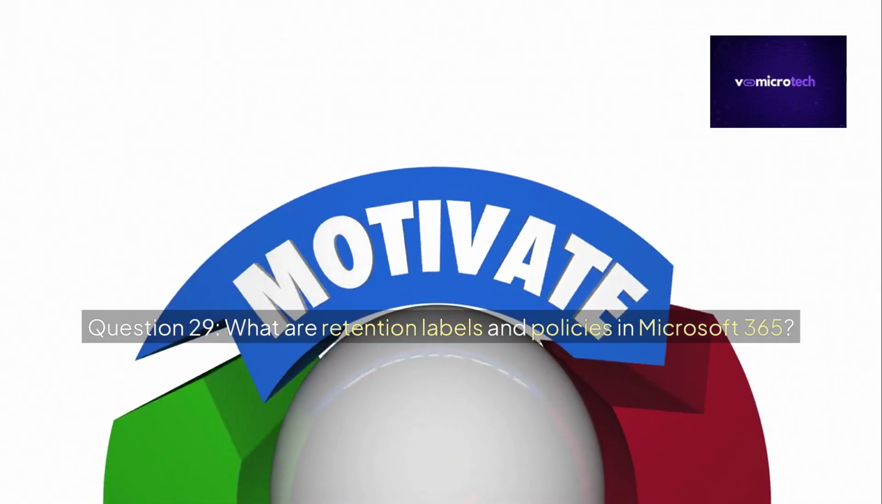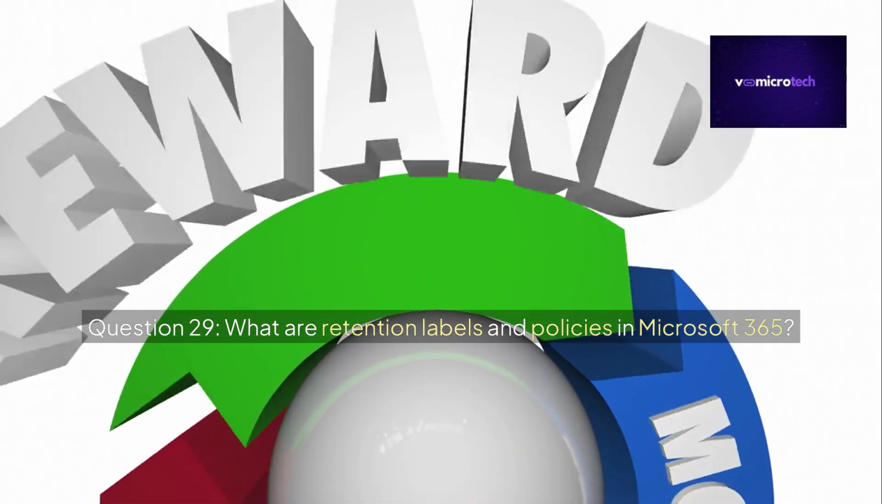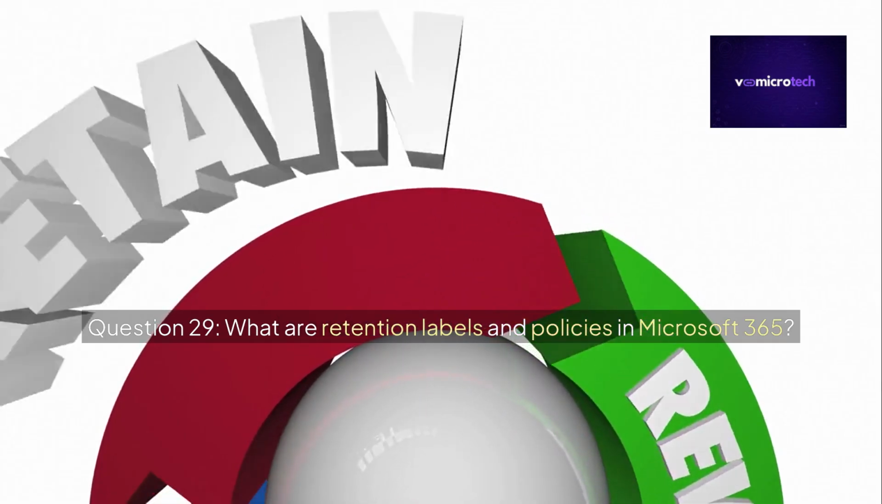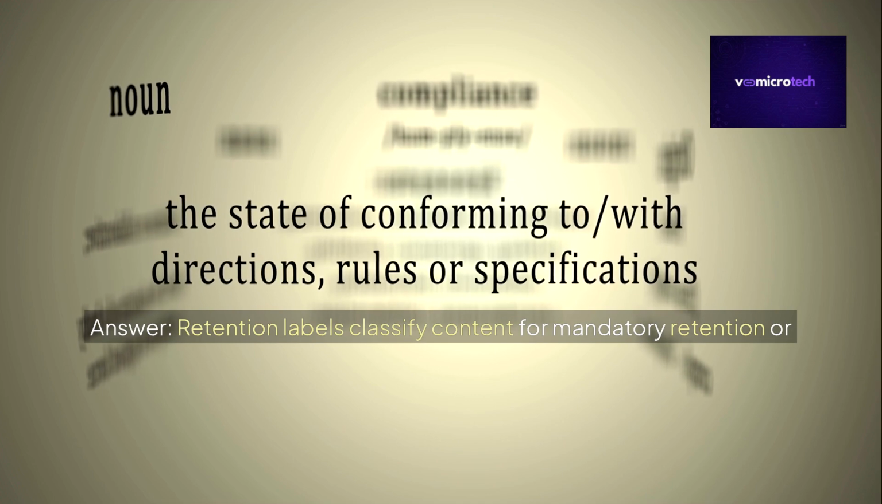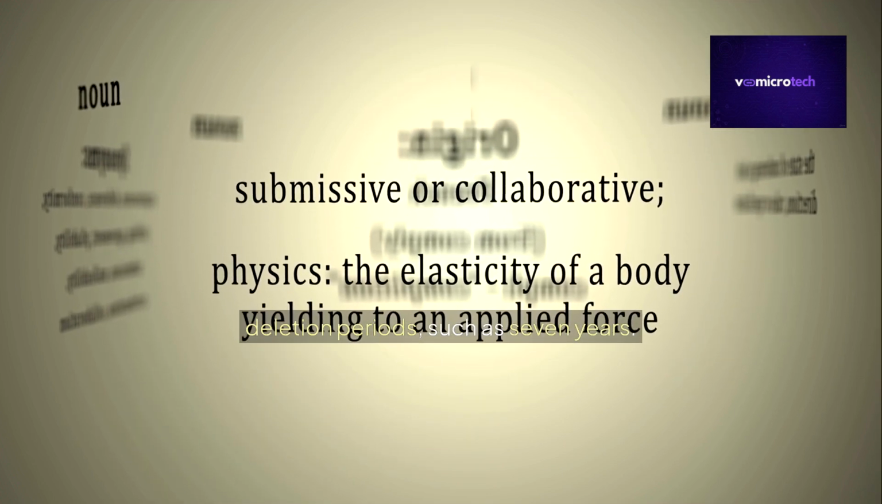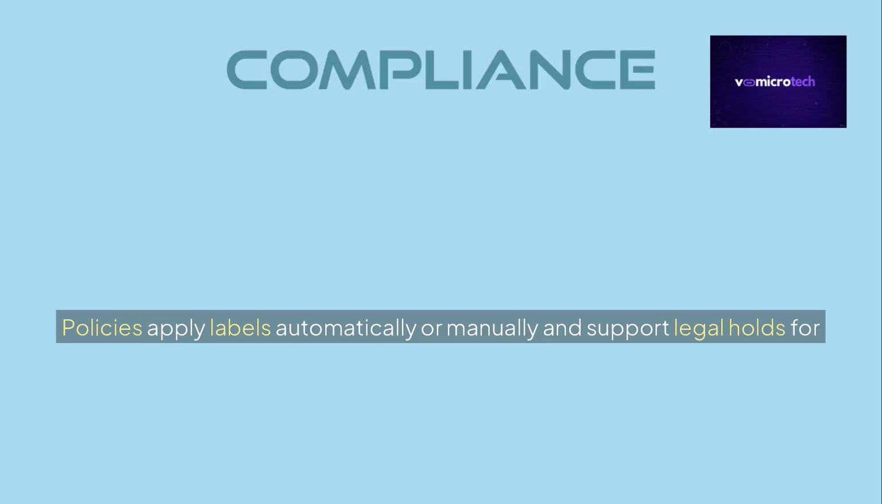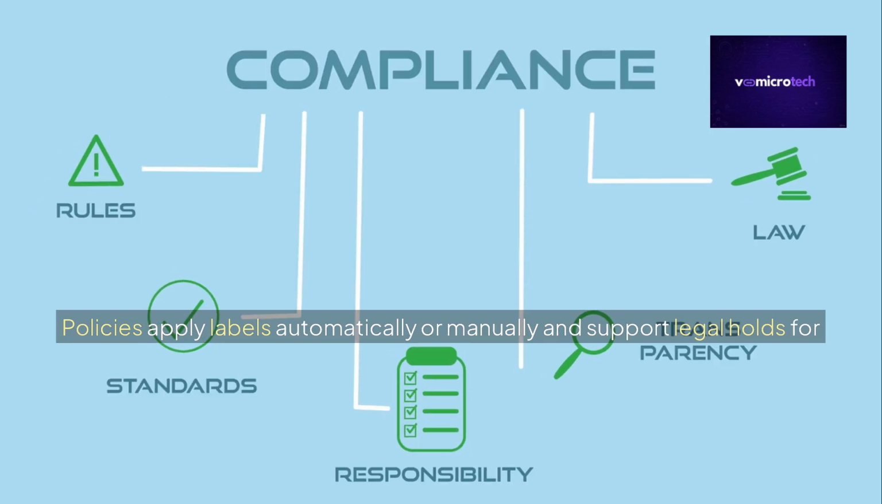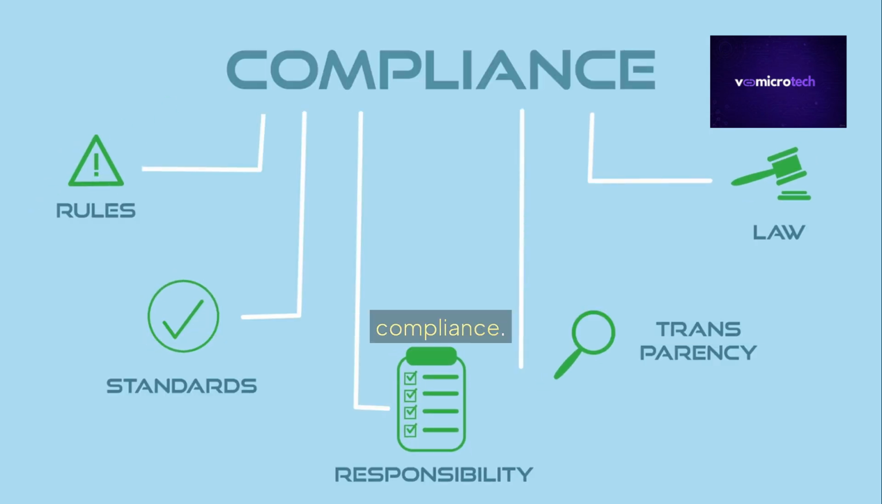Question 29. What are retention labels and policies in Microsoft 365? Answer. Retention labels classify content for mandatory retention or deletion periods, such as 7 years. Policies apply labels automatically or manually and support legal holds for compliance.